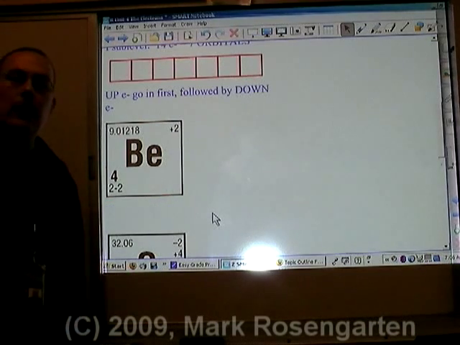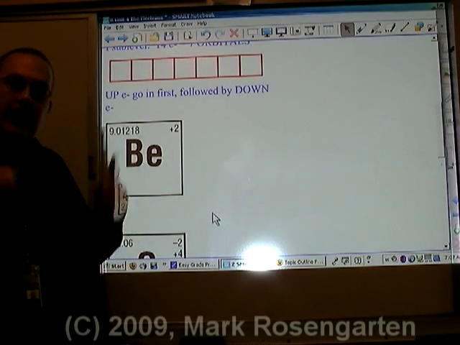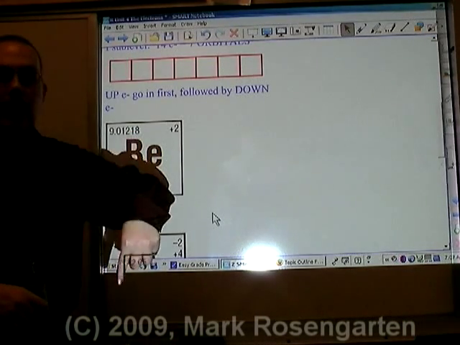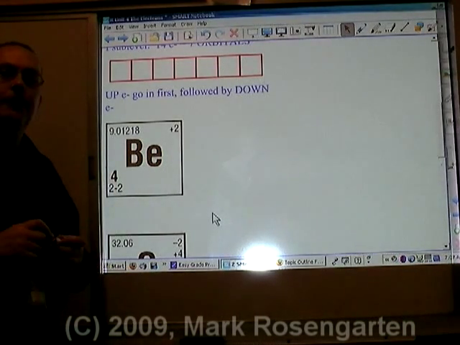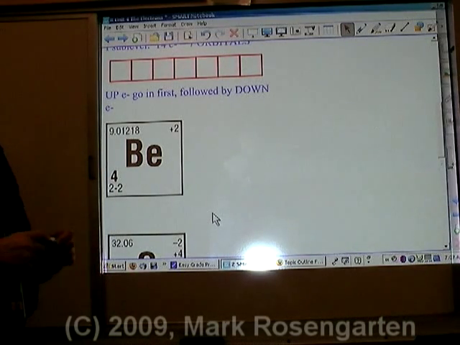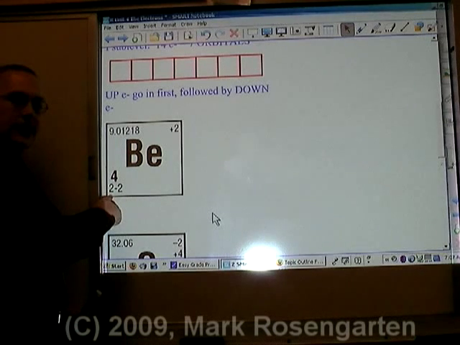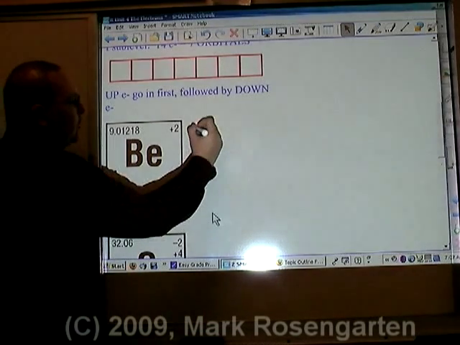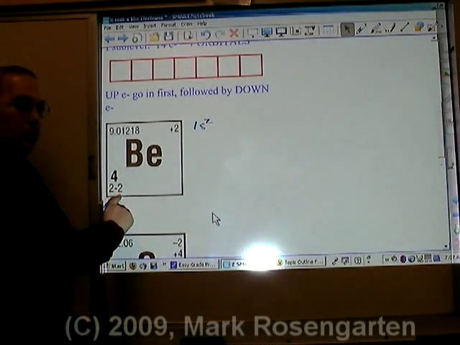orbitals. We represent the spin of the electrons as arrows. We have up spin and we have down spin. And when you put the arrows in, the up arrows will go in first, followed by the down arrows. Let's do the configuration for this. First, we need to get the expanded configuration. 1s2, 2s2.